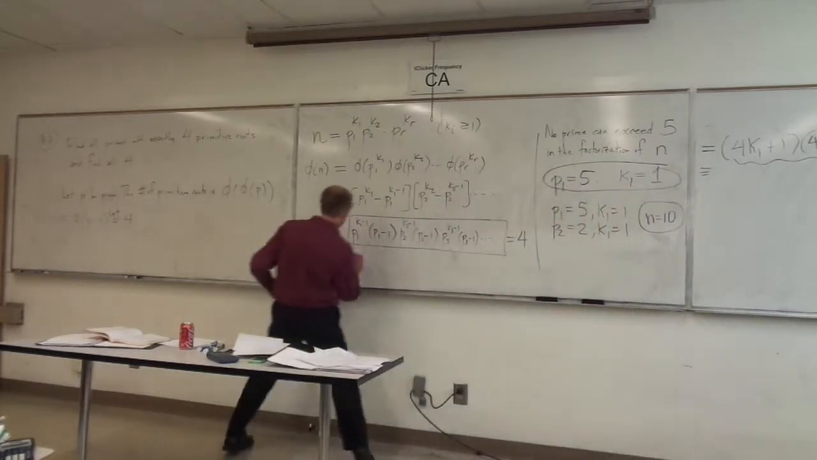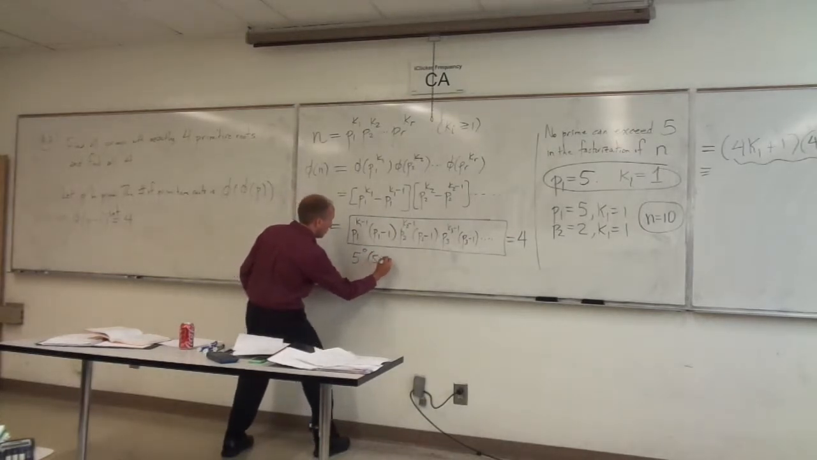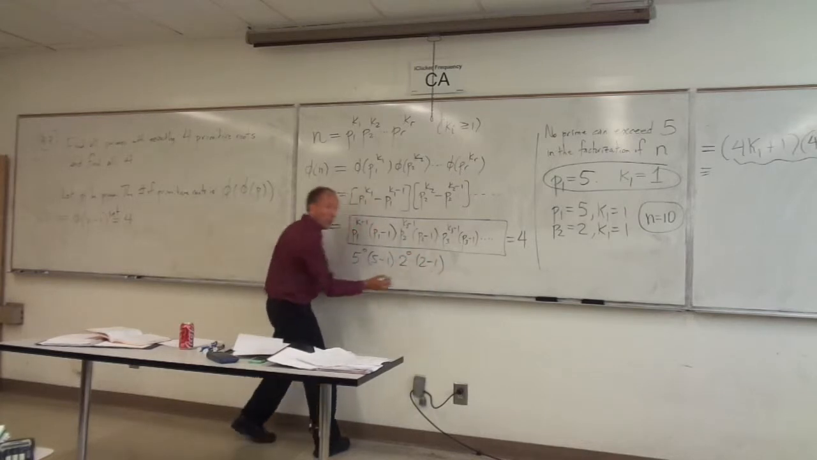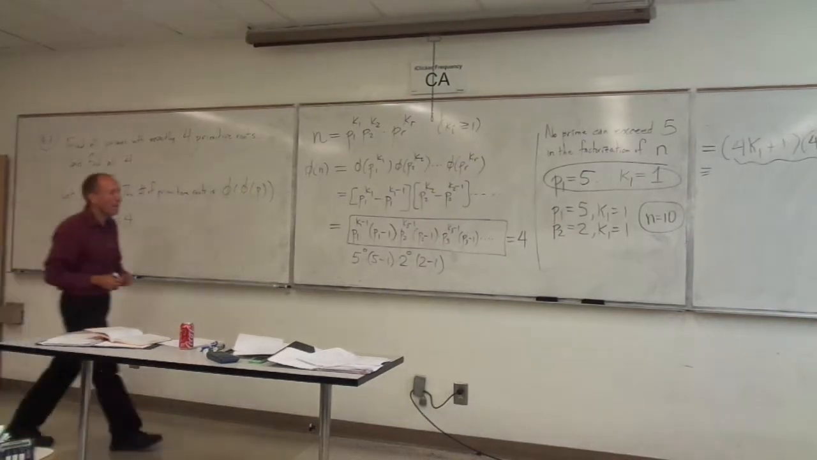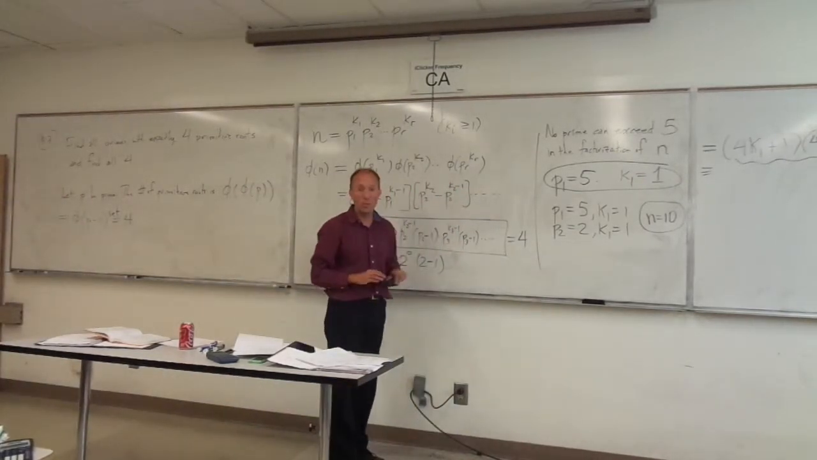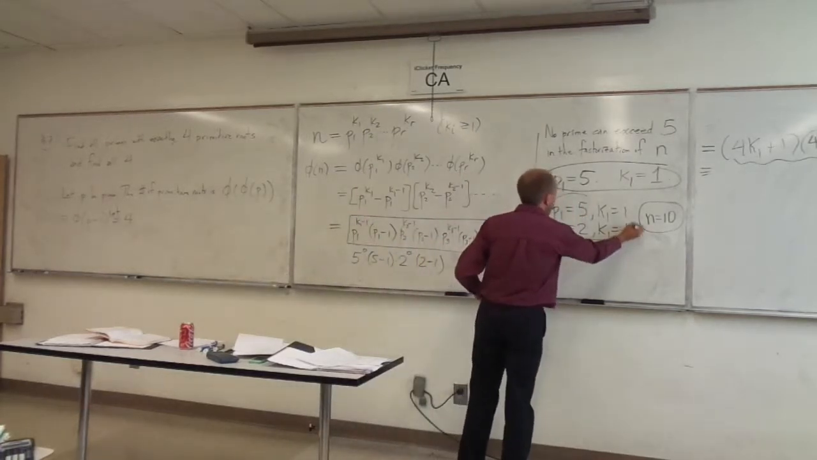So it's really just, what is it? It's 5 to the 0 times 5 minus 1 times 2 to the 0 times 2 minus 1. That is 4. That does multiply out to become 4. So that gives us a couple of options. So far so good?